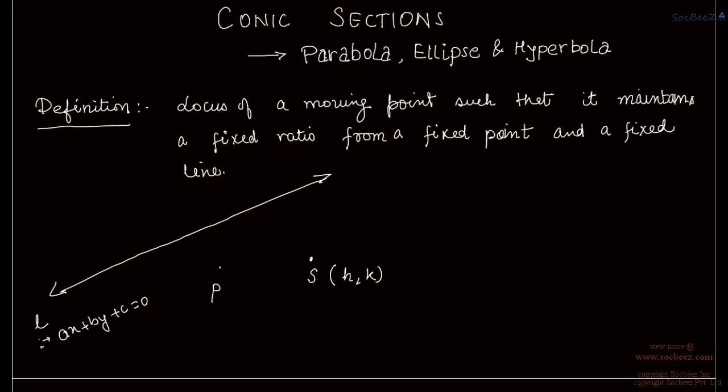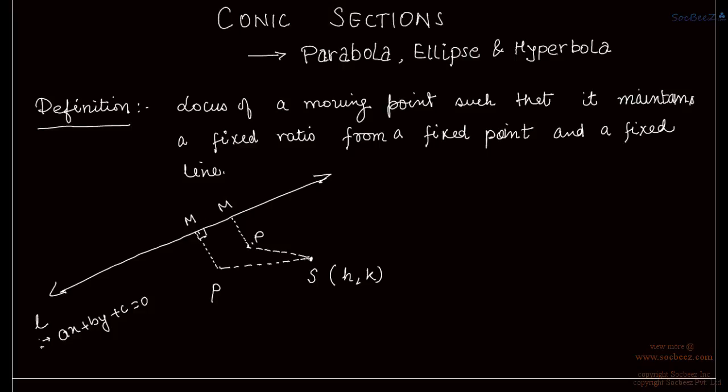It moves such that its distance from a fixed point, that is this distance, and its distance from a fixed line, that is this perpendicular distance, okay. Let us name this point as M. As point P moves, this M also moves on this line. So suppose point P is here. Now after some time point P is here, so M becomes here and point P is here.